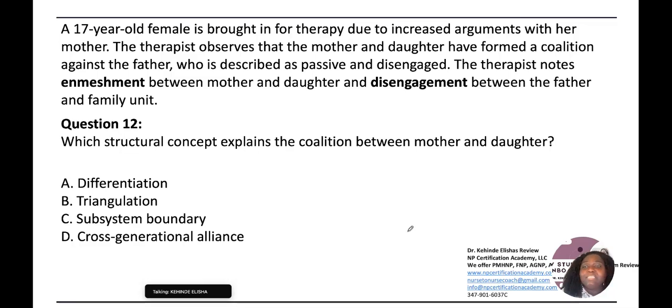Let's look at the next question. A 17-year-old female. 17-year-old is a female, keyword. She is brought in for therapy due to increased arguments with her mother. The therapist observed that the mother and daughter have formed a coalition against the father. All right. Remember, we talked about these concepts too. The father is described as passive and disengaged. Now, the therapist notes enmeshment between the mother and the daughter and disengagement between the father and the family unit. Which structural concept explains the coalition between the mother and the daughter? A, differentiation. B, triangulation. C, subsystem boundary. D, cross-generational alliance.